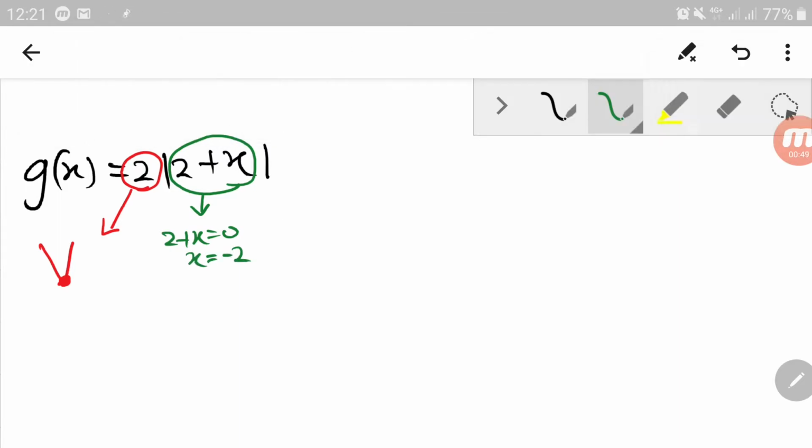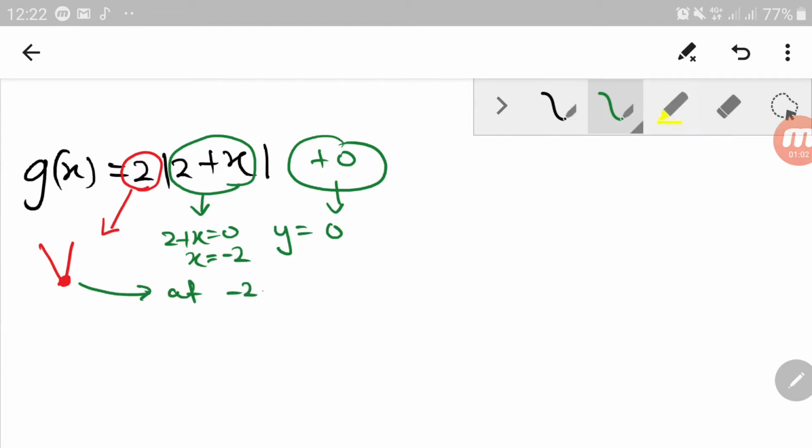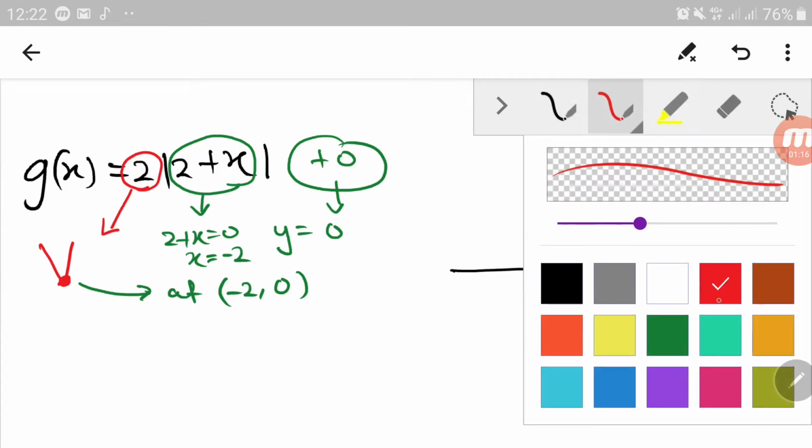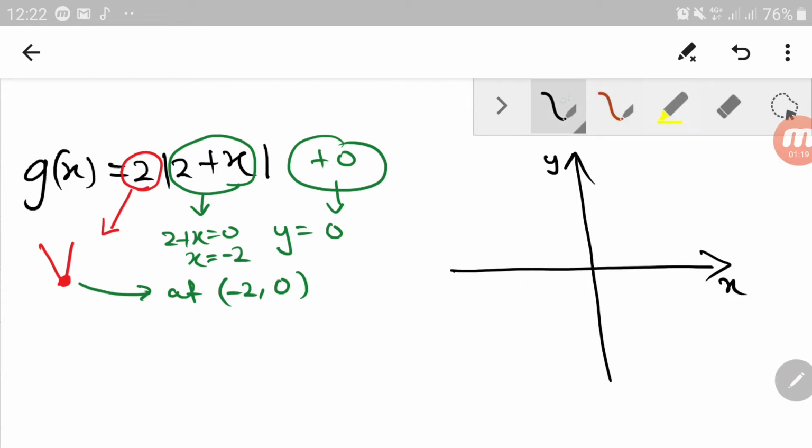And how to get y? Y is everything else here, actually this one plus 0, so 0. So the point is at minus 2, 0. Afterwards we need to find the y-intercept or x-intercept, but it's better if we sketch roughly and get some idea where the function is located. Now our reflection point, minus 2, 0, is somewhere here.